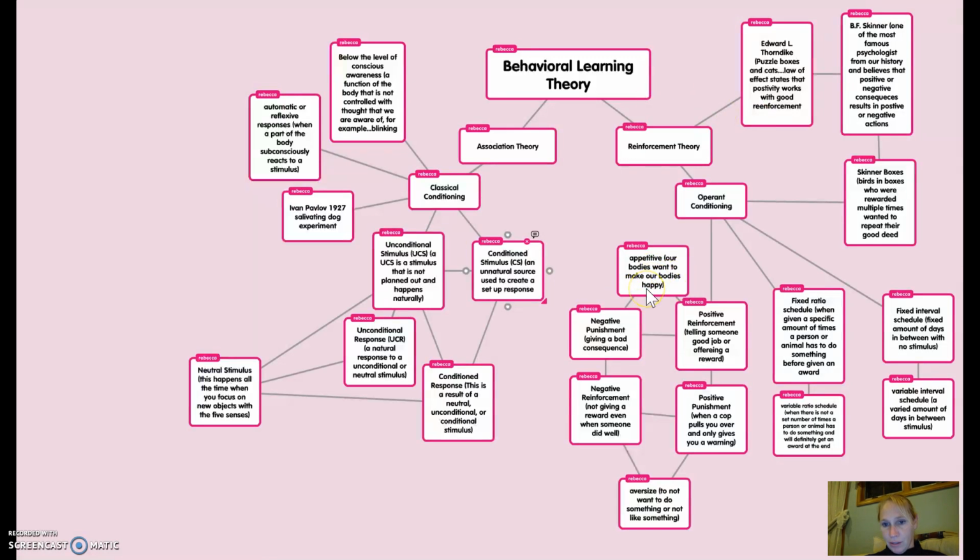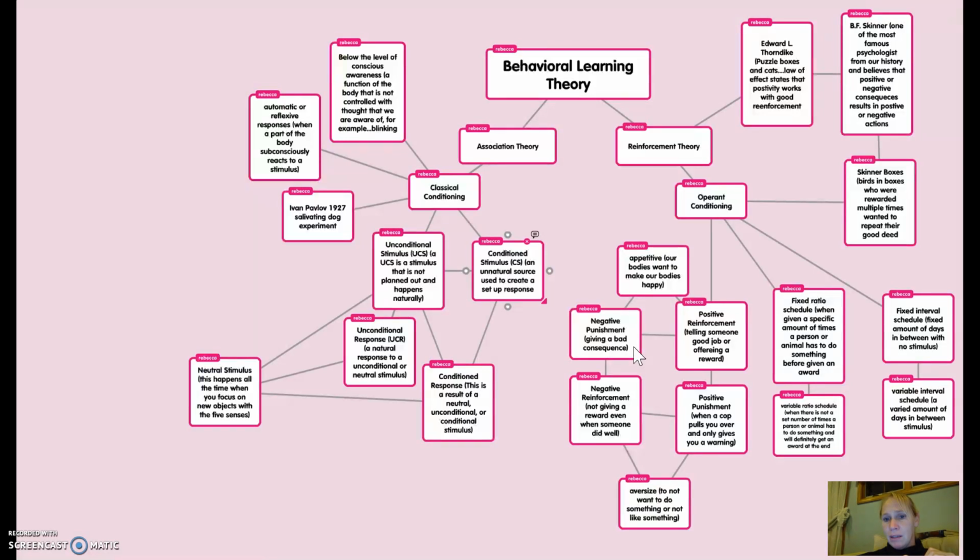Over here to the left, there's negative punishment, negative reinforcement, positive reinforcement, and positive punishment. All of these, they all kind of connect in some way. When you have a negative punishment, which is giving bad consequences, it's something that you don't really want to do. Especially if you think of a child, you wouldn't want to do bad consequences and negative punishment.